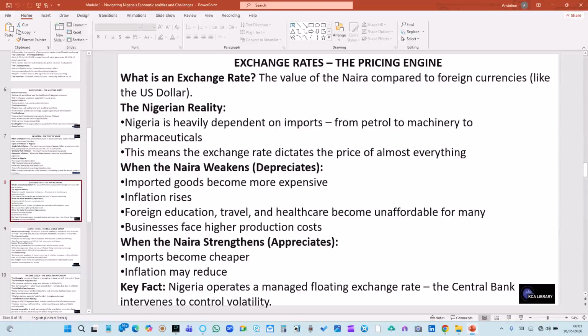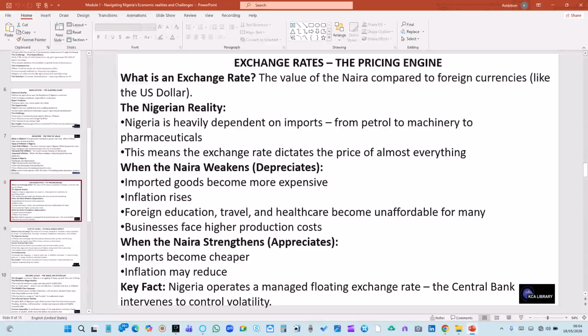When the naira weakens, that is depreciates, imported goods become more expensive, inflation rises, and foreign education, travel, and healthcare become unaffordable for many. Businesses face higher production costs. So these are some of the causes and effects of inflation in the country. Then when the naira strengthens, that is when the naira appreciates, import becomes cheaper, and inflation may reduce. The key fact here is that Nigeria operates a managed floating exchange rate. That is, the central bank intervenes to control the volatility.